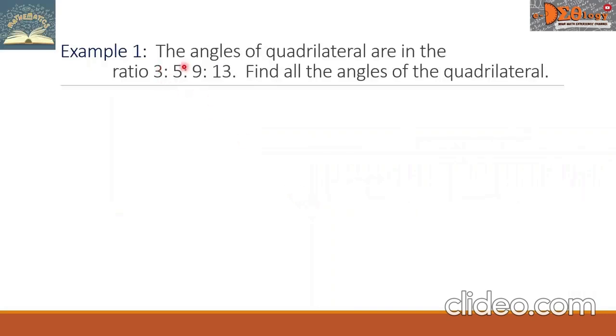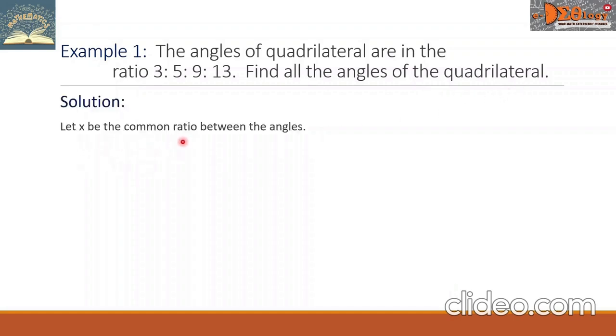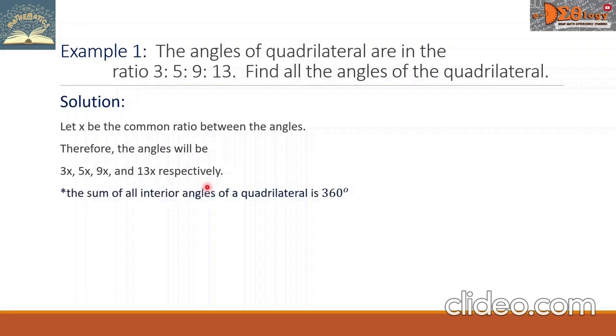Example 1. The angles of a quadrilateral are in the ratio 3, 5, 9, 13. Find all the angles of the quadrilateral. Let x be the common ratio between the angles. Therefore, the angles will be 3x, 5x, 9x, and 13x respectively.